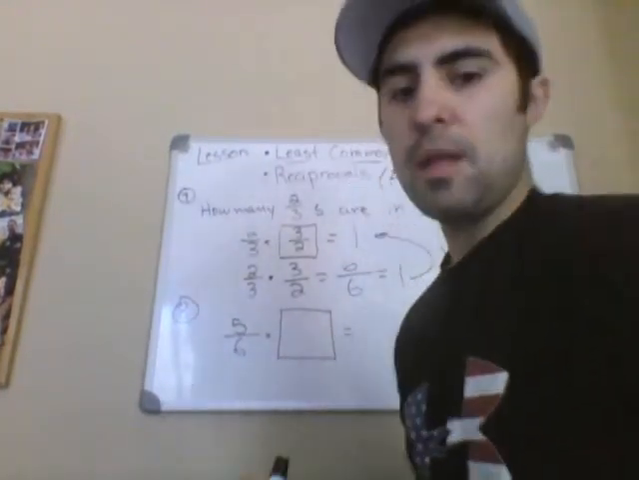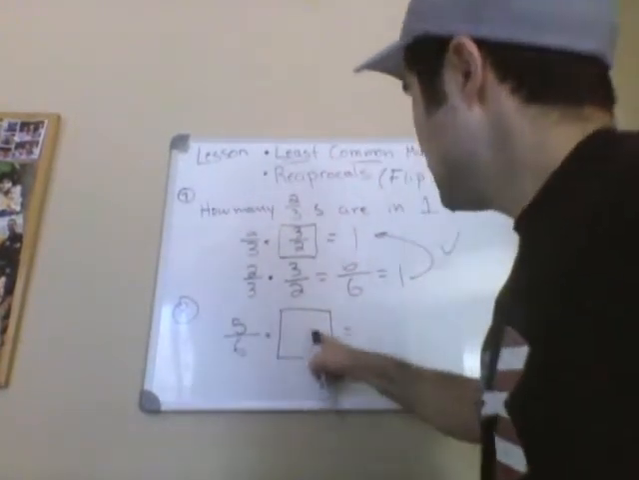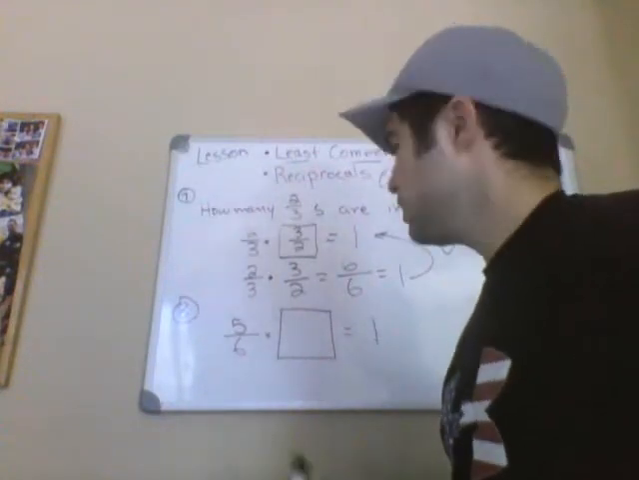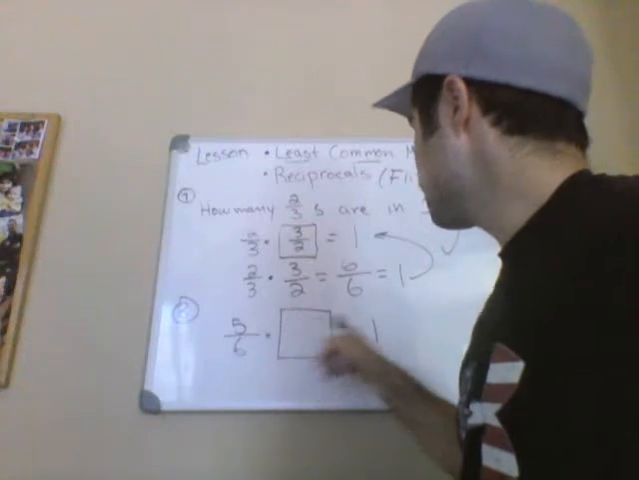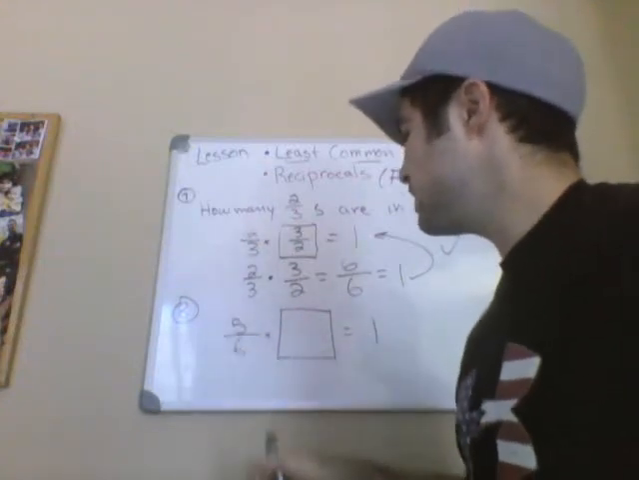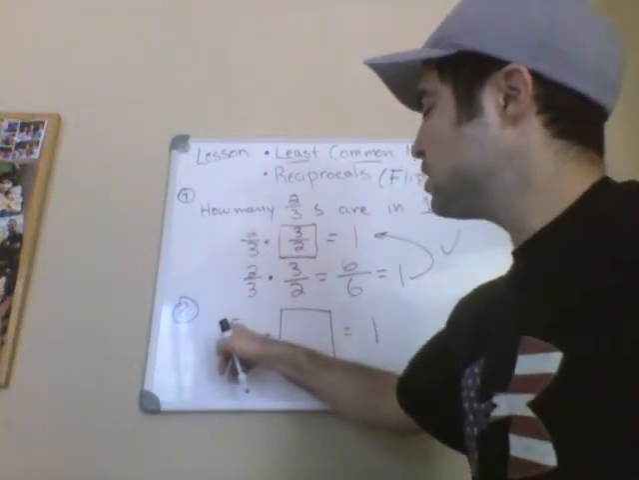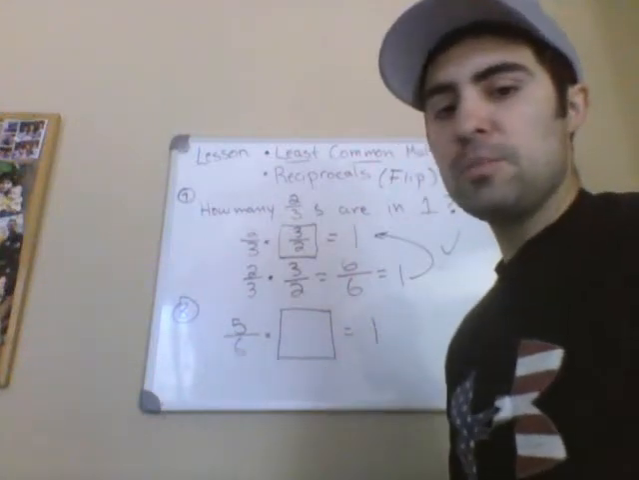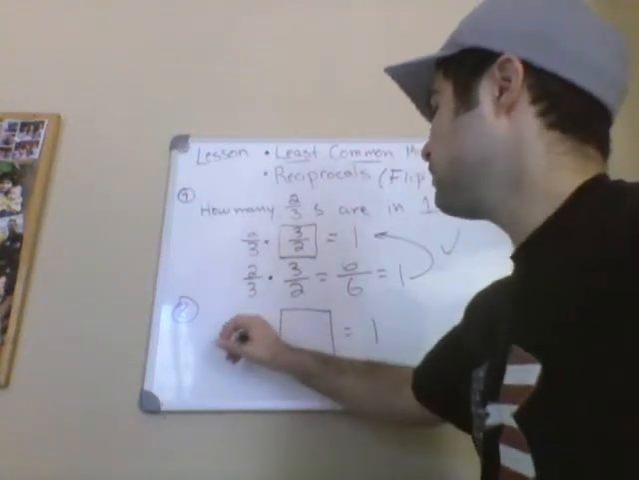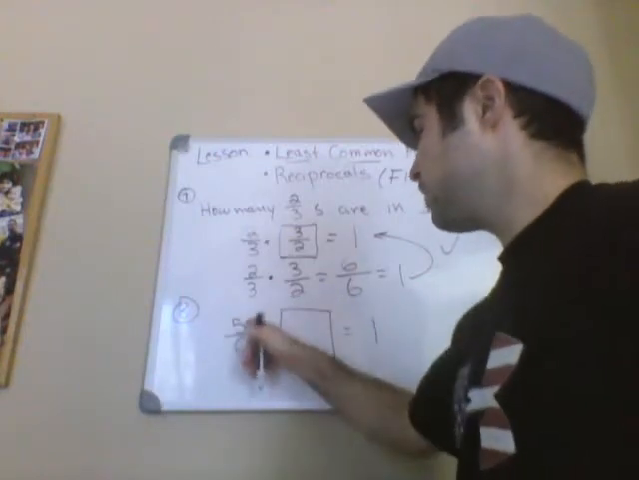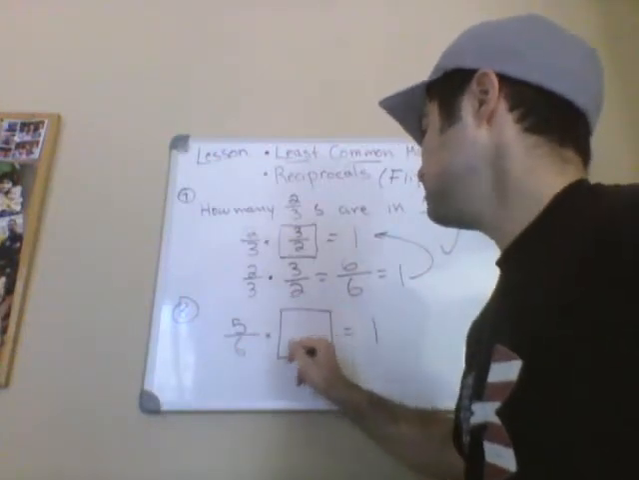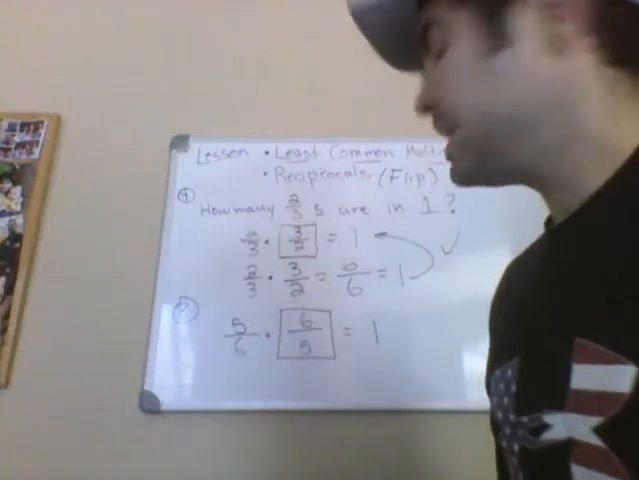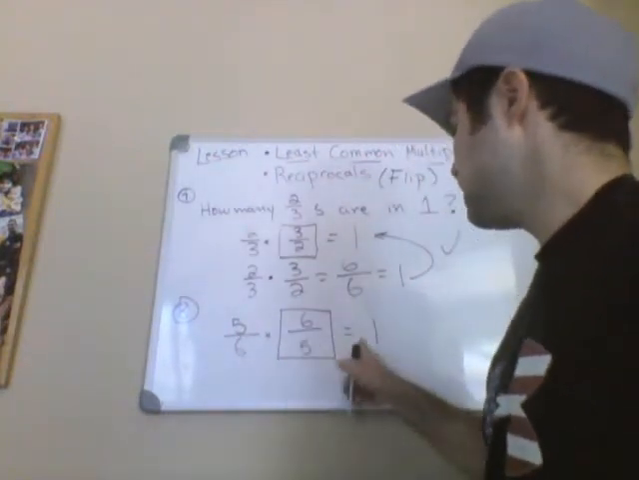Okay, this is the last problem. 5/6 times what number is going to equal 1? So it's kind of like a little equation. And remember, we know that if you multiply by the reciprocal, it's going to equal 1. So what's the reciprocal? This is basically asking you, what is the reciprocal of 5 over 6? And we know that reciprocal means flip. So if you're going to flip it, whatever's on top is now going to be on bottom. Whatever is on bottom is now going to be on top. Okay? So 6/5 is going to result in 1.